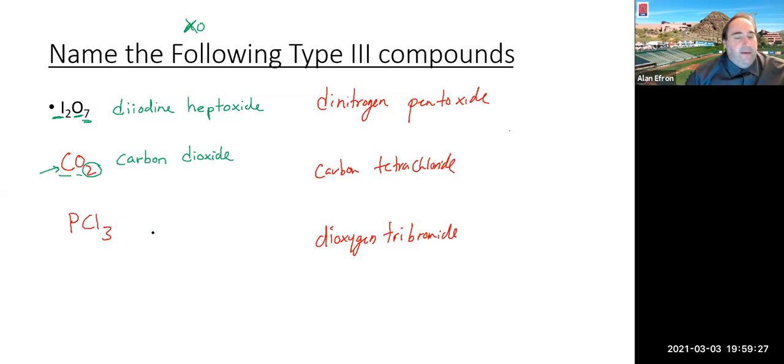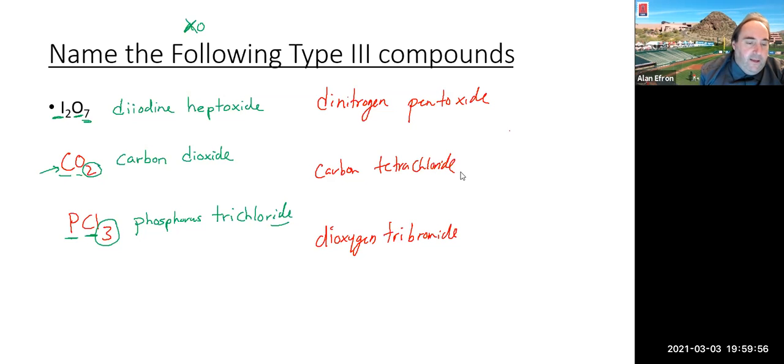So carbon dioxide, again, don't have to worry about balancing or anything like that. Again, looking here, that is phosphorus, non-metal. Chlorine, non-metal, so same approach. Only one phosphorus, so do not need a prefix here. Whole name of it, prefix for this guy is 3, which is tri. Chlorine gets the IDE treatment at the end, and this would be phosphorus trichloride. Any question on any of those 3?